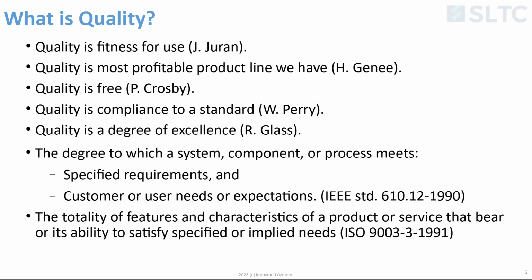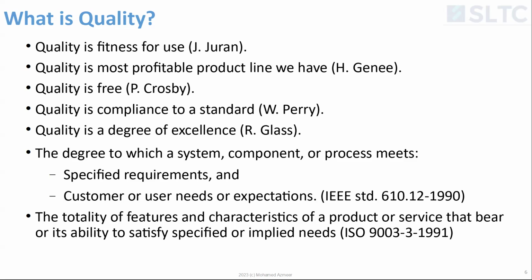The next one says the degree to which a system, component or process meets specified requirements or certain expectations, like say IEEE 610. So when you say degree and a percentage, what do you mean by that? There's an expectation. So out of, let's say, IEEE 610.12-1999, how many elements you are complying with? That can be the degree of excellence, right?